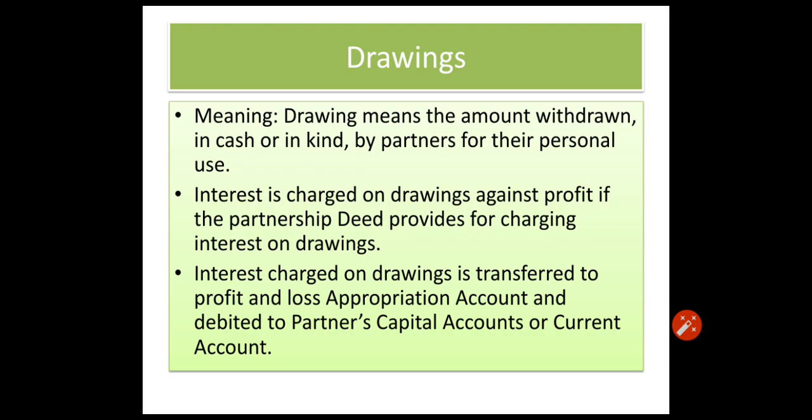If the partnership deed provides, then interest is charged on drawings against profit. There are two types of drawings, that is drawings against profit and drawings against capital. And if the partnership deed provides, we charge interest on drawings against profit. This interest charge is transferred to the profit and loss appropriation account and it is debited to the partner's capital account or current account.